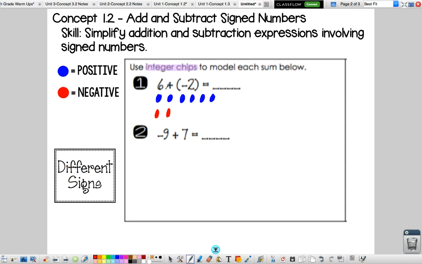What I do after I've modeled both integers is I determine, are there any zero pairs? A zero pair, again, is one positive and one negative that can cancel because they equal 0. Here I have one positive, one negative, so those cancel. And I have one positive, one negative again. This is my final answer. So I have 4 blue chips, so my answer is positive 4.